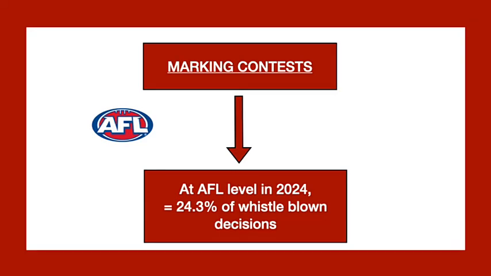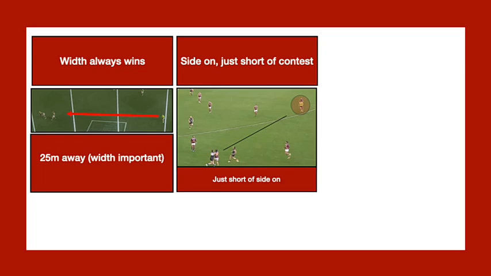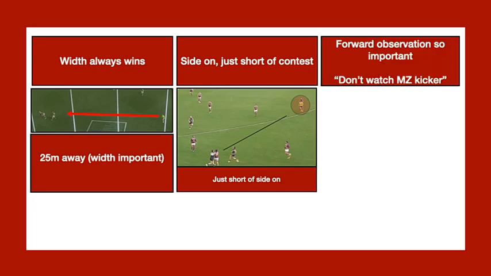Marking contest, let's get into it. At AFL level, 24.3% of whistle-blown decisions. So it's a significant area for us to adjudicate. Width always wins. 25 metres away is our best position. Side on just short of contest is also a contributor to our best position.